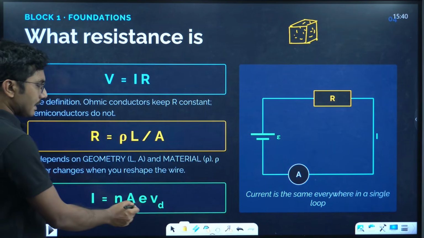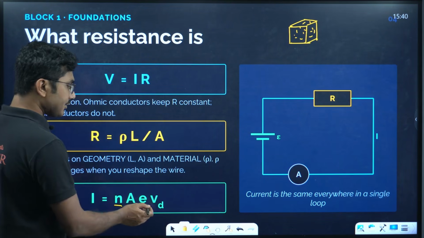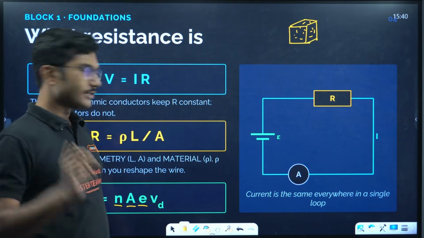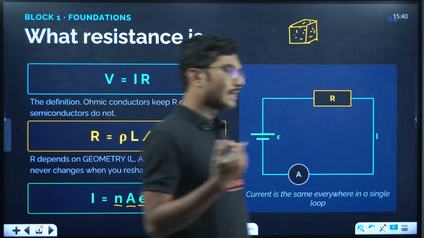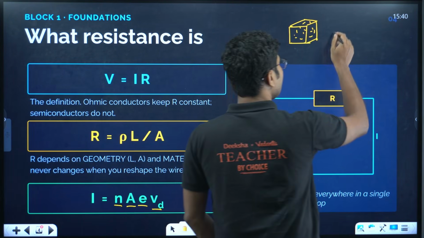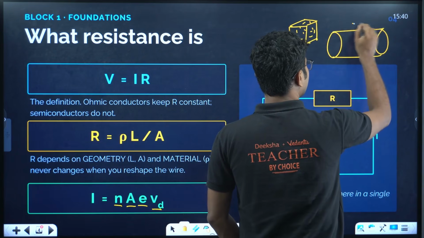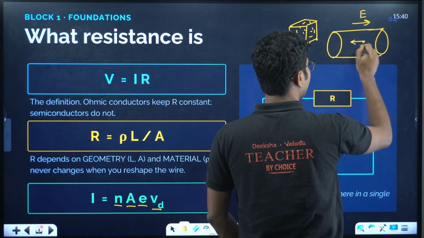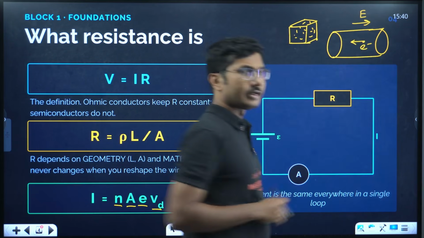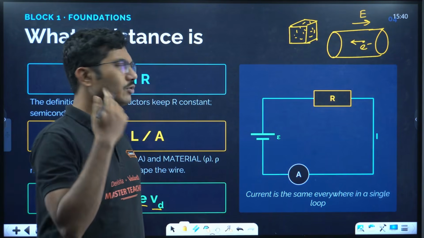A is again area, the area of cross section. e is the charge of an electron, which is obviously very small, and Vd is the drift velocity. So when you apply an electric field across a conductor, what happens? The electron starts to move in the opposite direction because of the electrostatic force, and this motion is called drift motion.